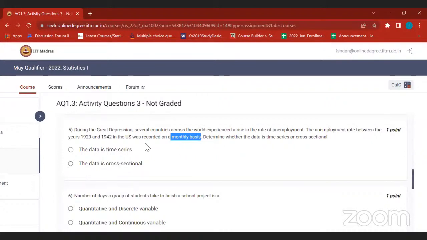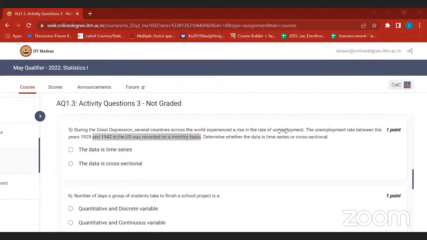I would say the unemployment rate in 1929 only, in different countries like USA, India, Australia, and so on. That would be cross-sectional. At a particular time, I have recorded the unemployment rate in various countries. But here we are considering years. Yes, but in the question I'm noting down the unemployment rate every month. Okay, thank you, sir.